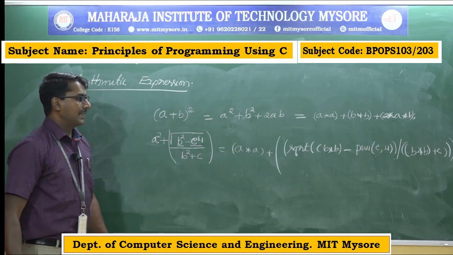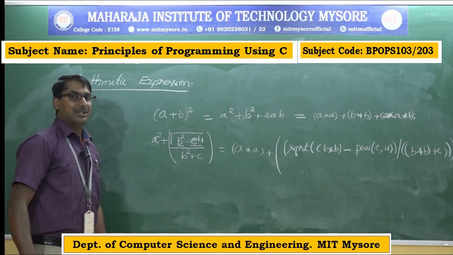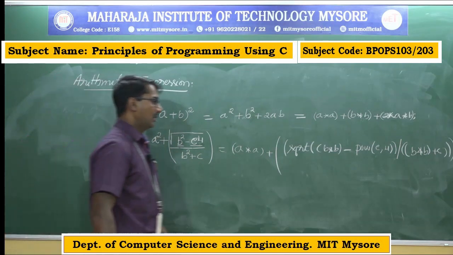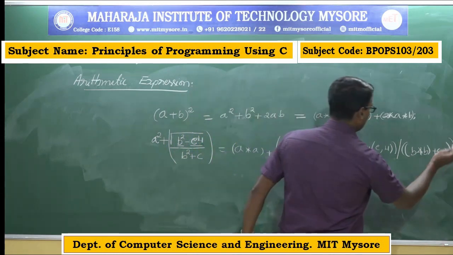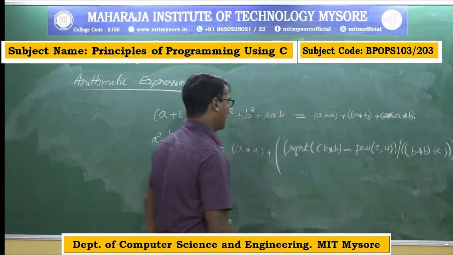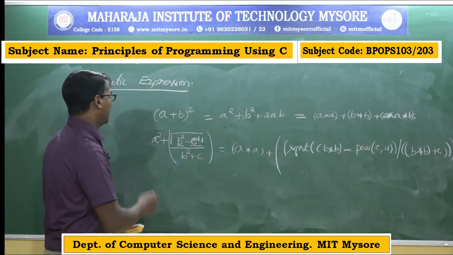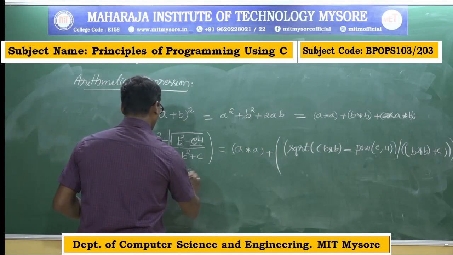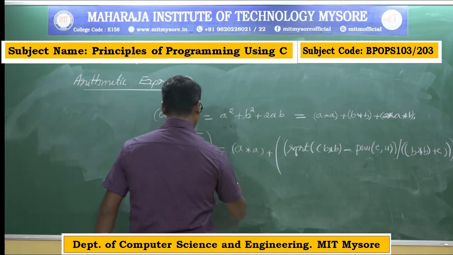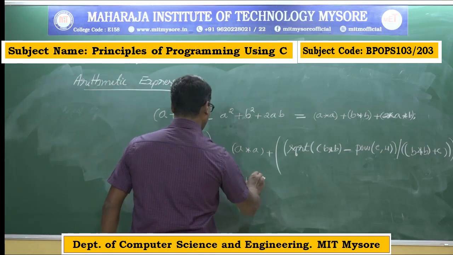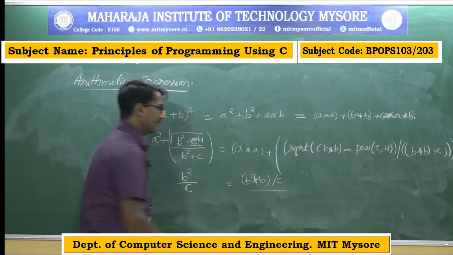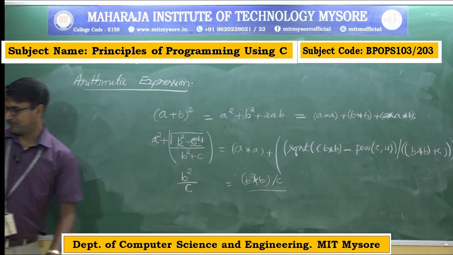When you are evaluating this expression, the innermost expression will be evaluated first, later the outermost expression. So first the square root operation, later the b square plus c operation, then the value will be added with the a square value. Similarly, b square divided by c is a very simple expression. We can write this as b into b divided by c. Okay, the C equivalent expression.